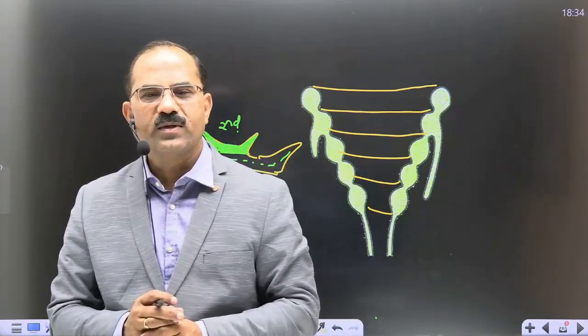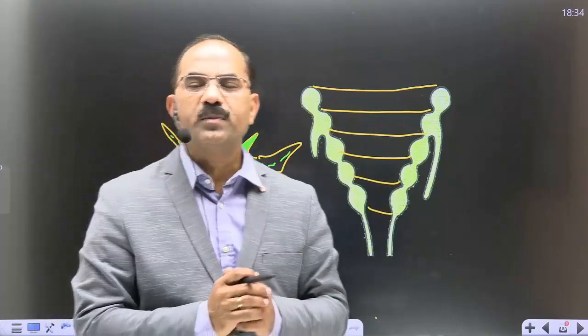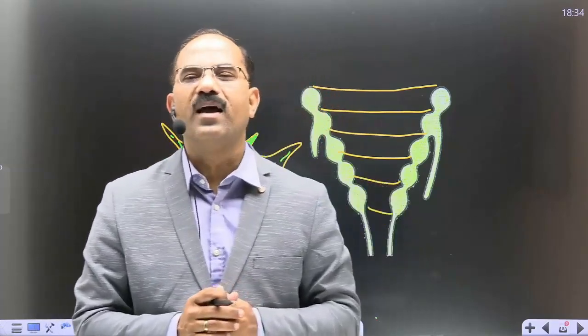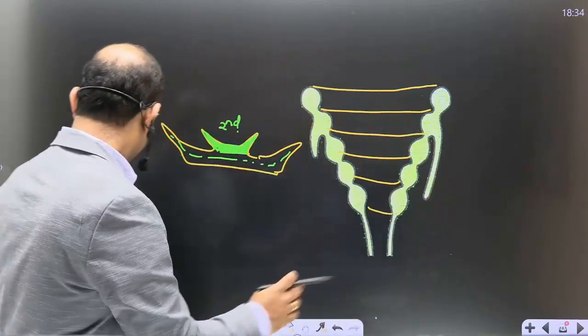Clear to all of you students? So that's about the ectodermal cleft, endodermal pouches, and the pharyngeal arches. We've seen the development of the tongue in the lecture of the tongue. I've told you the development of the tongue. So just tell me one thing.